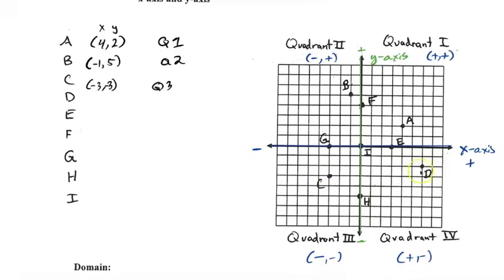D is right here. To get there, again from the origin, go right 1, 2, 3, 4, 5, 6, and then down 2. So right 6, down 2. So (6, -2). And that is in quadrant 4.